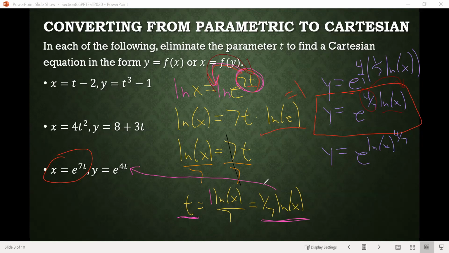And then you may remember from PreCalc 1 that when you have e to the ln power, those two functions, e and ln, are inverses, which means they pretty much undo each other, which means they more or less cancel out. And so we're left with just y equals x to the 4/7 power. That would be kind of a more concise answer for that one.